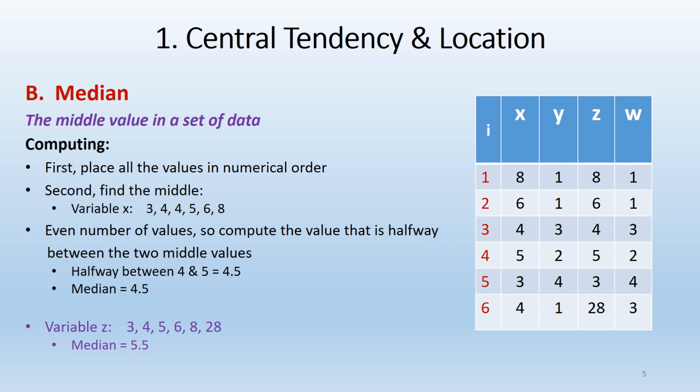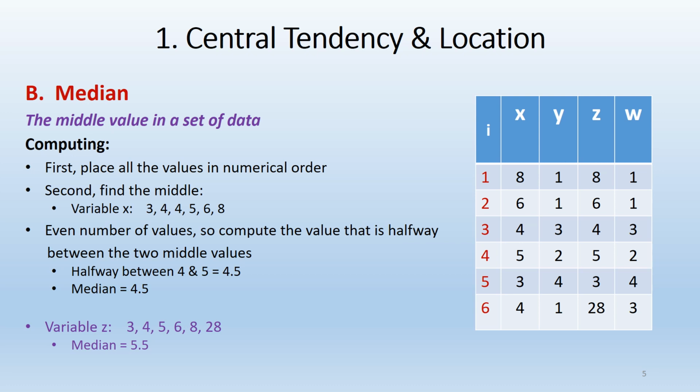Now let's look at variable z. And this is going to illustrate a particular advantage of the median that we'll see on the next slide. Variable z, you may recall, is a parallel version of variable x, except for one change to it. And that is the introduction of an extreme value or an outlier. So variable z, you may recall, if you look at case number 6, we see that outlier, that value of 28 instead of the value of 4 that we saw for variable x.